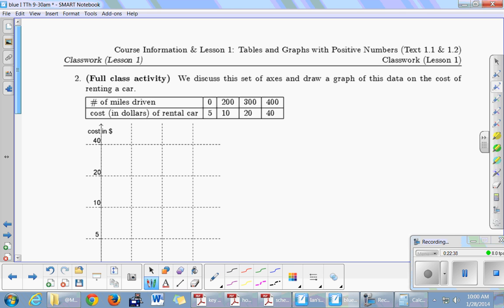We're going to rent a car. We have a certain number of miles that we might drive, 0, 200, 300, 400 miles. And then there's the cost of renting a car. And you guys probably already have some like insider information. The more miles you drive, probably the more the rental is going to cost you. So it kind of makes sense looking at the numbers here. I can see that the cost is going up as we drive more and more miles. Fair enough. This is in dollars here, this bottom row.